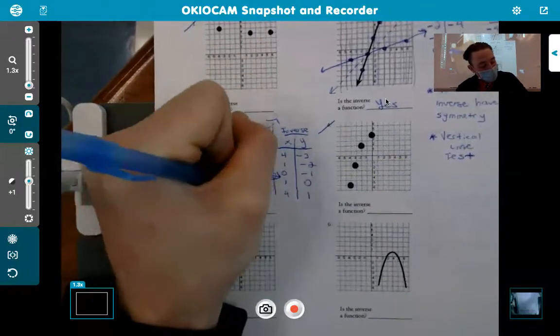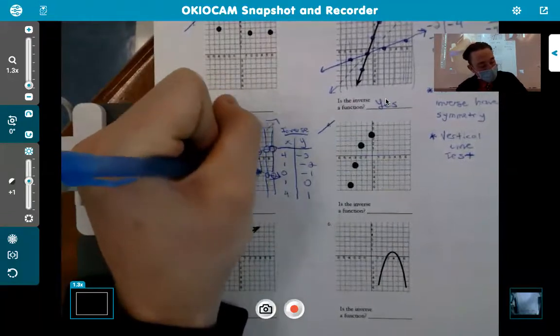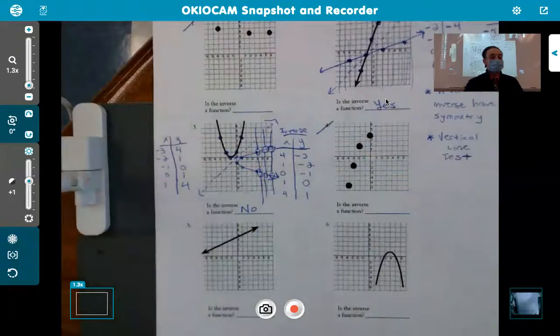here, crosses here and here, right? At a lot of points, it's going to cross multiple times. When that's the case, the inverse is not a function. Okay. Are there any questions about that example or that process in general?